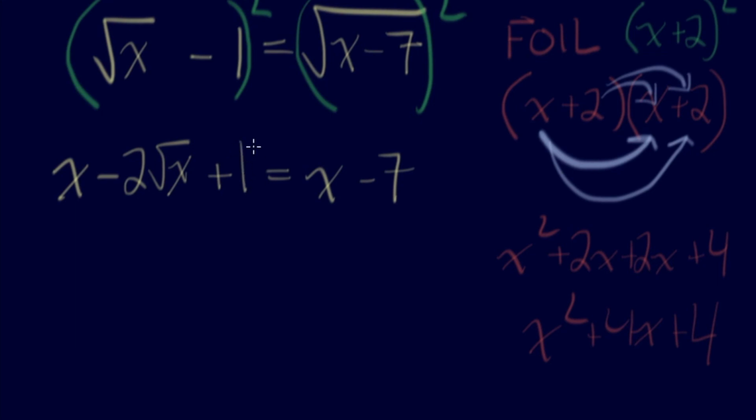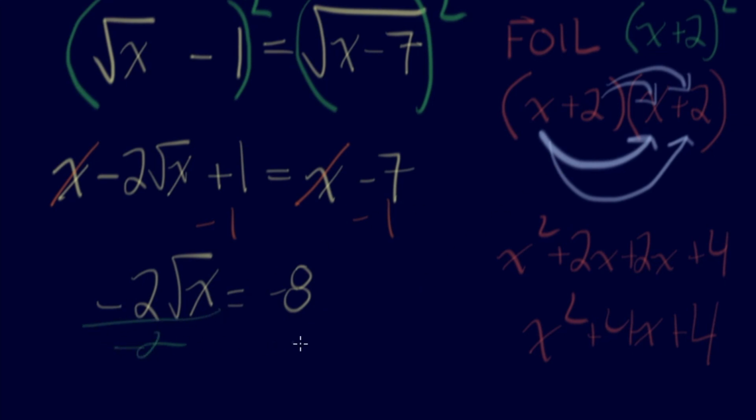Okay. Let's solve some stuff using our algebra knowledge. Well, I'm going to subtract x from both sides. So I'm going to get rid of the x. Boom, boom. I can do that. I'm going to subtract 1 from both sides. And that is going to leave me with -2 root x is equal to -8. I'm going to divide both sides by -2. Whoop. Love that sound effect. And I am left with the square root of x equals 4. That is an equal sign. There we go. The square root of x equals 4.